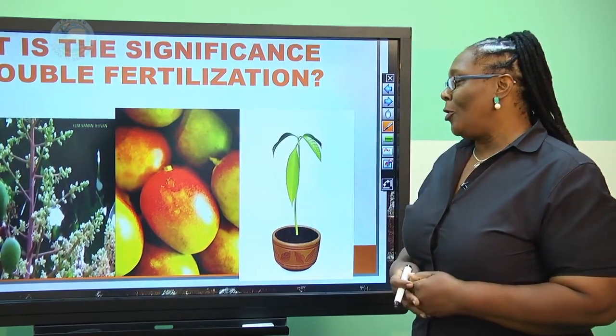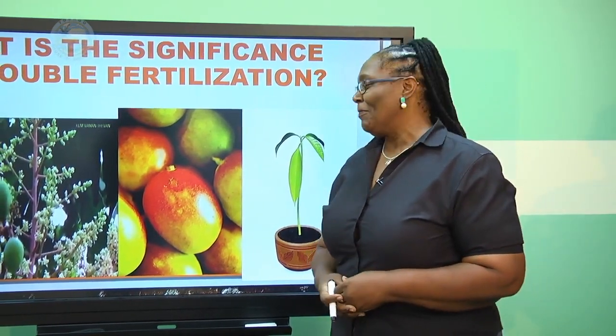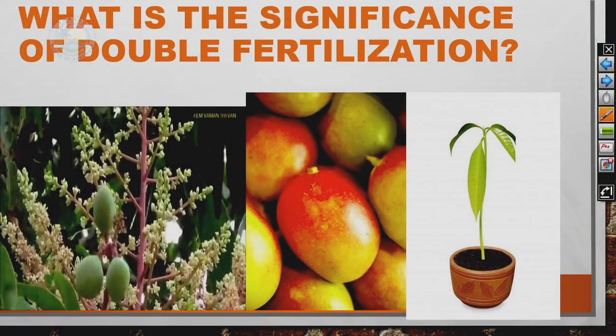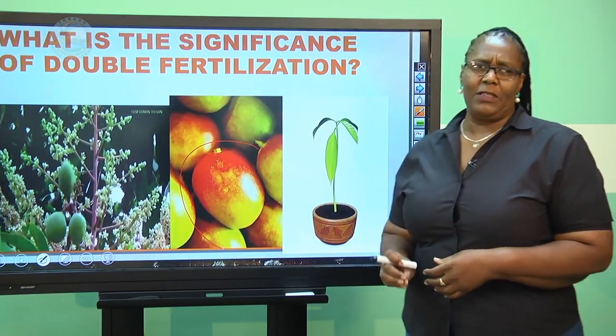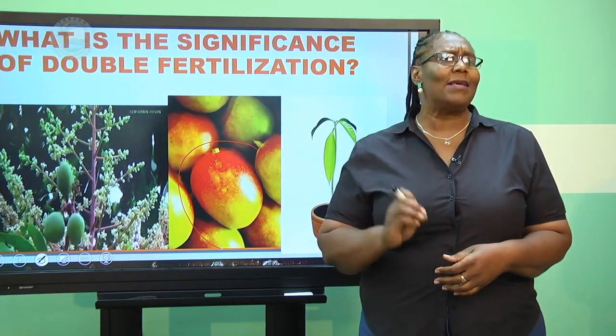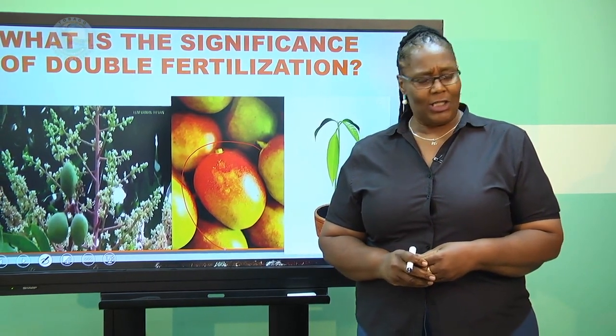You would have recalled we looked at this very picture, and I know many of you were really impressed with the mangoes. Mangoes are in season now, so I know we will want to have an idea as to how and what is the reason for the process of sexual reproduction. And as we said here, what is the significance of double fertilization? Why do plants carry out double fertilization?